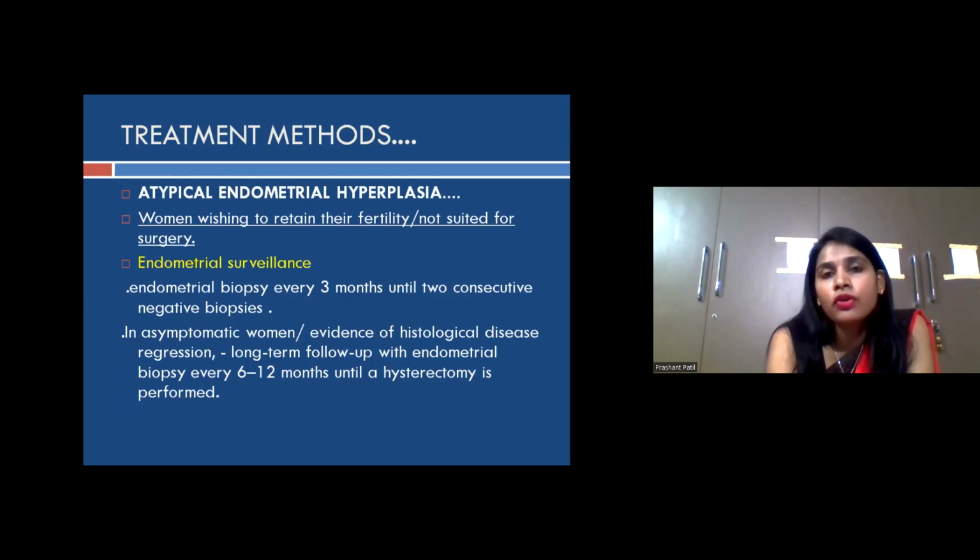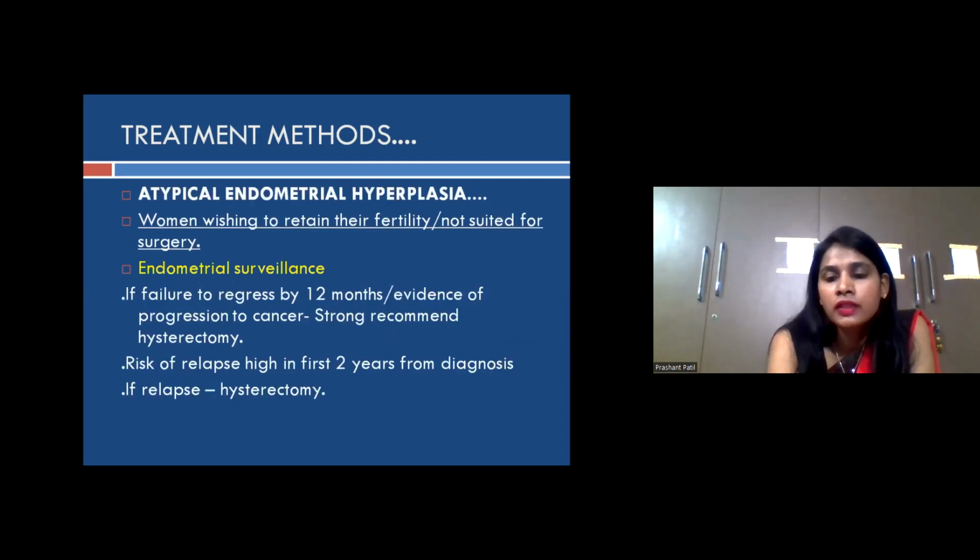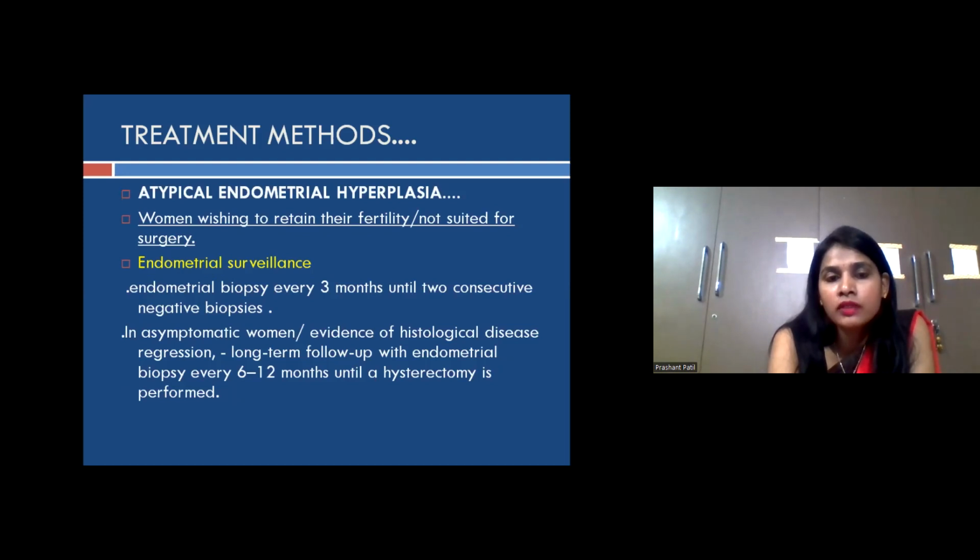Well, how do we follow up these patients? Endometrial biopsy in these patients should be done every 3 months until 2 consecutive negative biopsies are obtained. And in asymptomatic women or those patients with histological disease regression, we can go with long-term follow-up with endometrial biopsy every 6 months until a hysterectomy is performed.